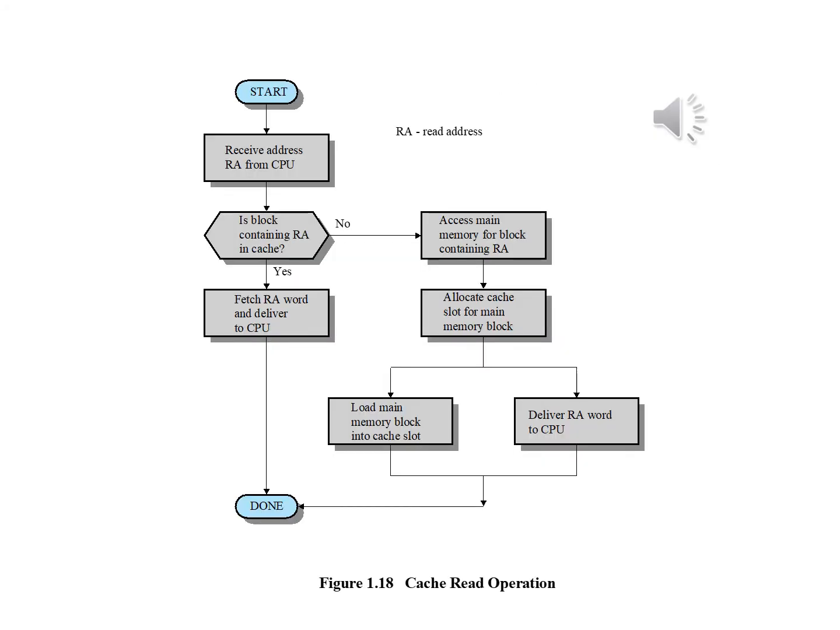This figure illustrates the read operation. The processor generates the address RA of a word to be read. If the word is contained in the cache, it is delivered to the processor. Otherwise, the block containing that word is loaded into the cache, and the word is then delivered to the processor.